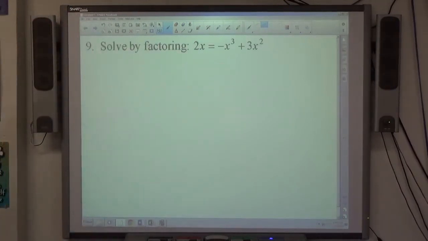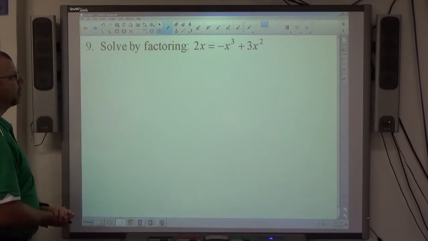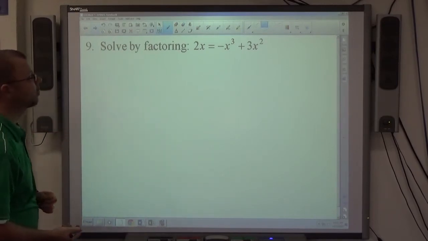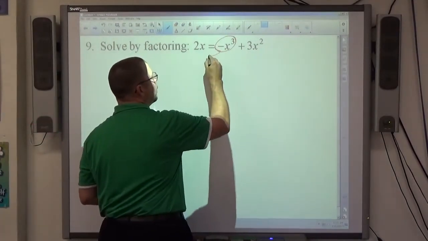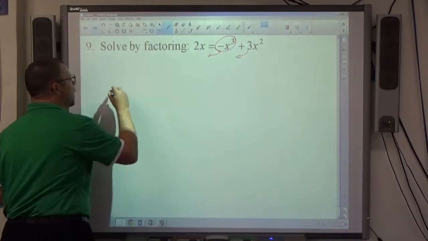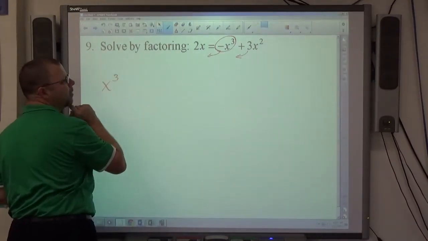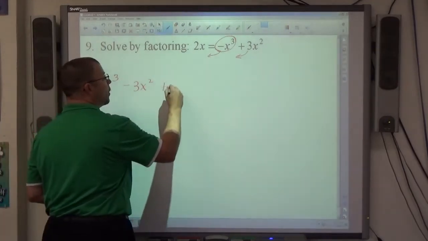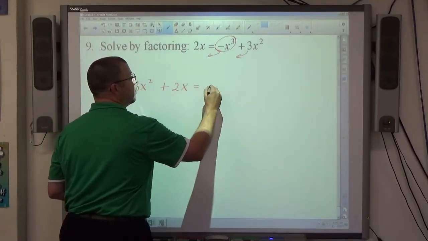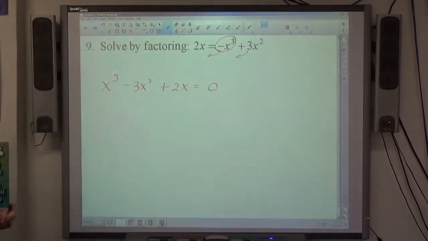Number 9, solve by factoring. To solve by factoring, first thing we want to do with a polynomial function, where a power is involved, is get everything equal to 0. I like my highest power term positive. Right now it's negative, so I'm going to move everything to the left to make this happen. So x cubed becomes positive when I move it to the left. 3x squared becomes negative when I move it to the left. 2x is already on the left, it's positive, so I put a plus sign in front of it. It's like that. So job 1 is done.